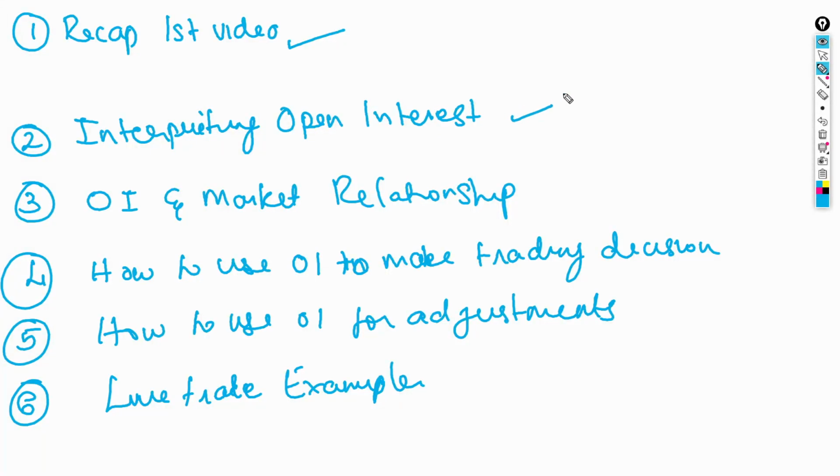What exactly is interpretation? Let's say I give you OI data, right? What is the best you can make out of it? What are the things you can analyze from it? That will be discussed in this interpretation of open interest. Next comes the relationship between market and open interest data. Even this is something very important and all of us should know.